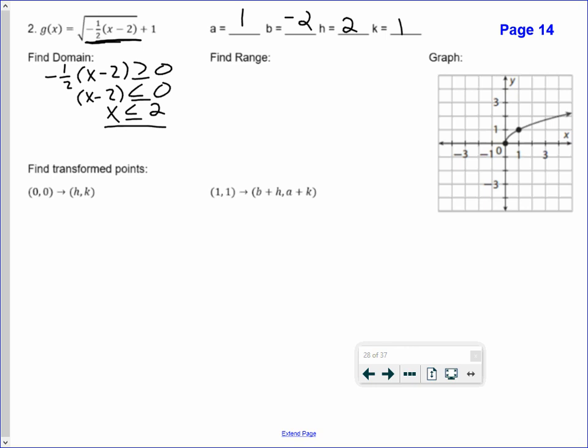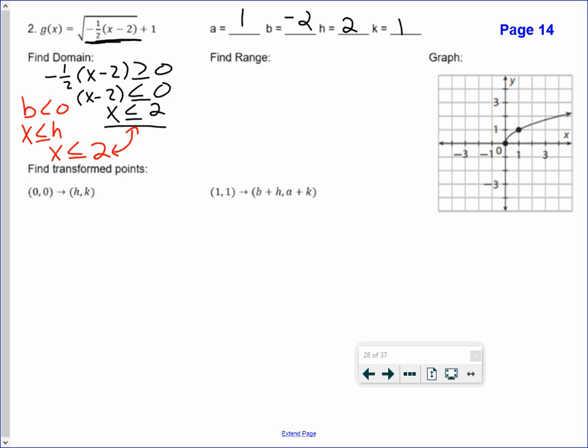The other way is to see that our b is less than 0. So if b is less than 0, our domain will be less than or equal to our h term. So x is less than or equal to 2. We got the same thing either way, but the second way is just a little quicker, especially if you can see it right away. You'll get your domain right then and there. So it is much quicker to just know your properties.